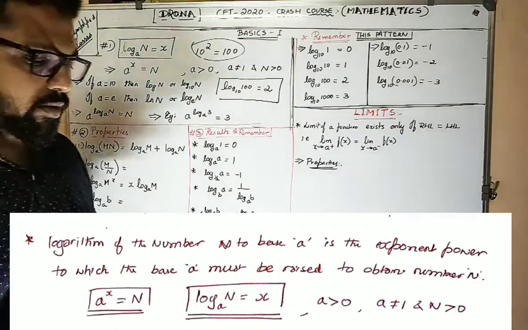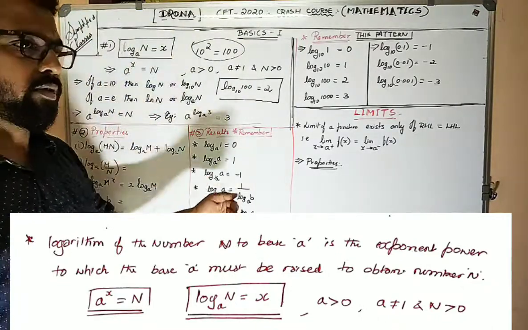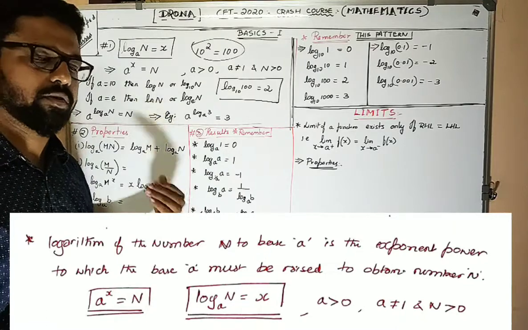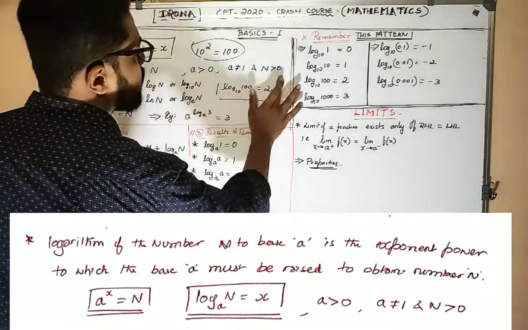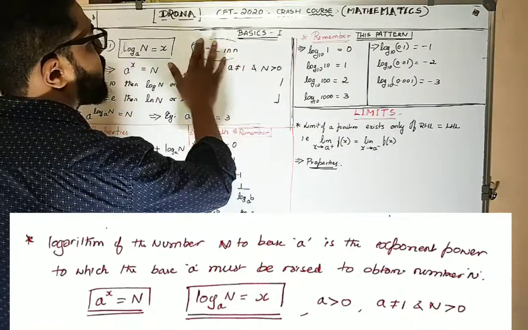Clear? So logarithm of a number is nothing but the exponent power which is raised by the base. Simple as that. So understand this one clearly. So this much about the logarithm basic definition.